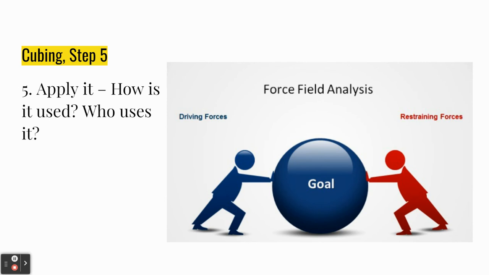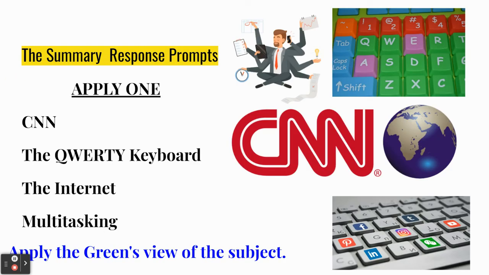Step 5, apply it. How is it used? Who uses it? So, how could people use Green's view of CNN, of QWERTY, of the internet? How could people use Rosen's view of multitasking? All of those are important. How do people use CNN? How do people use the keyboard, the internet? How do people use multitasking?